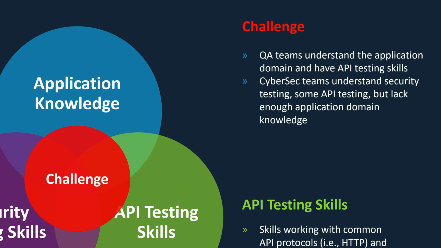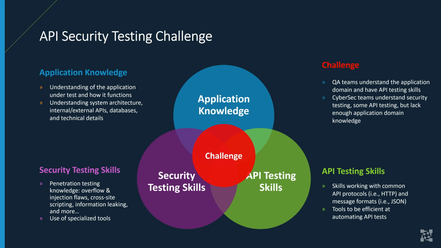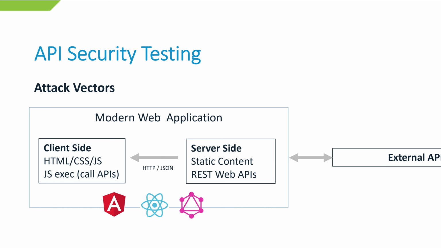And so the challenge is that QA teams generally have knowledge on the first two domains, but not pen testing. And security teams know pen testing and maybe some API testing, but not always enough domain knowledge of the application under test. So, empowering QA teams that lack pen testing knowledge to reuse their existing API tests can end up as a big win to automating API security testing early in the software release process.